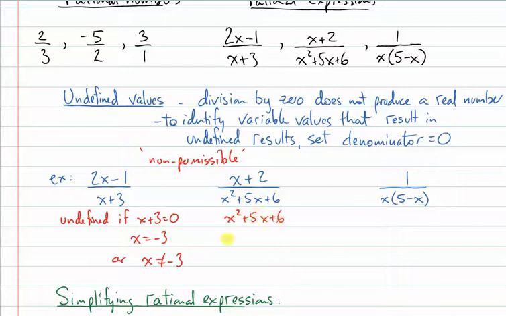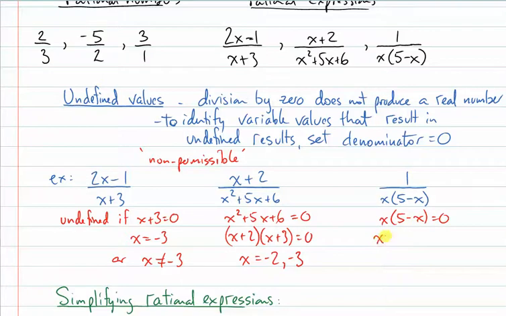The second function, hopefully you'll recall, can be factored. This quadratic can be written as x plus 2, x plus 3. And I'm interested to know when that equals 0. You'll see that that results in two different values for x. -2 or -3 would produce an undefined rational expression. Over here, it's x times 5 minus x, and it's already in a factored form. Maybe you should pause and try this and then see how you do. The first result is 0. The second result is 5, so 0 and 5. Undefined values.